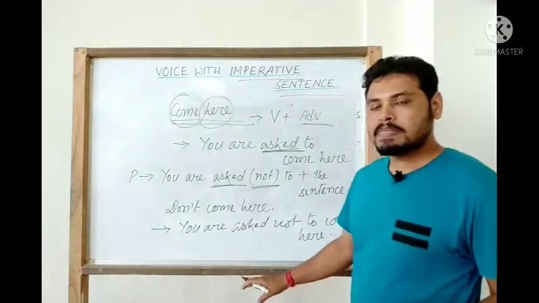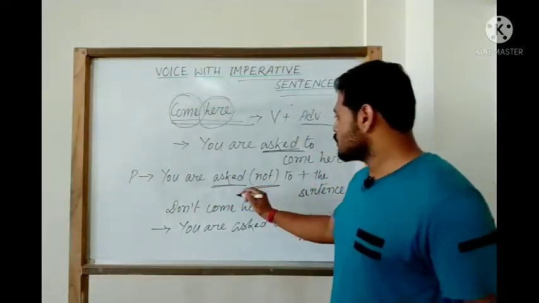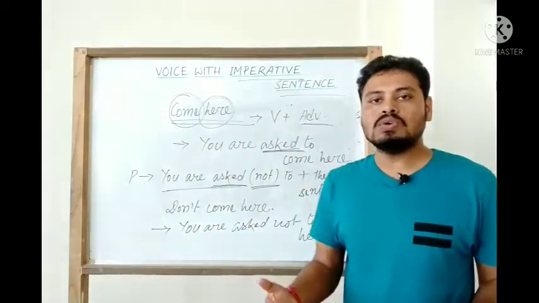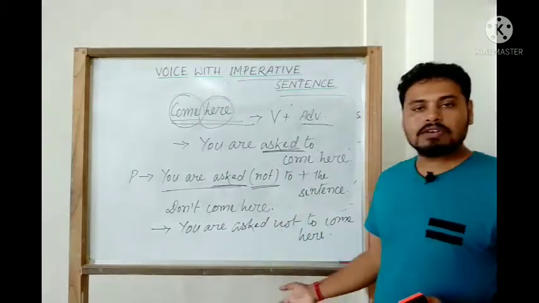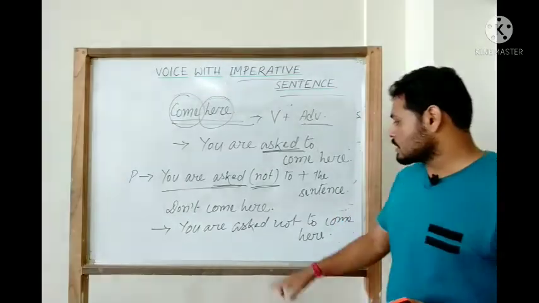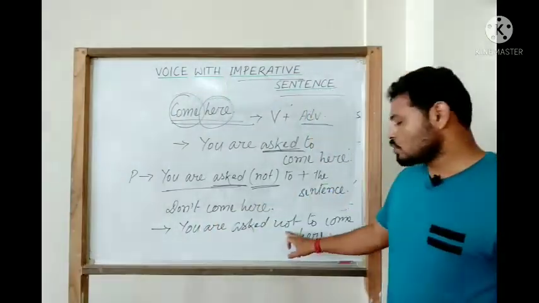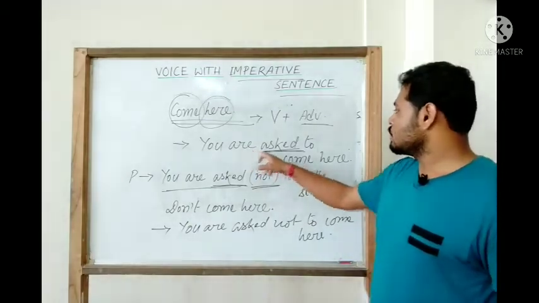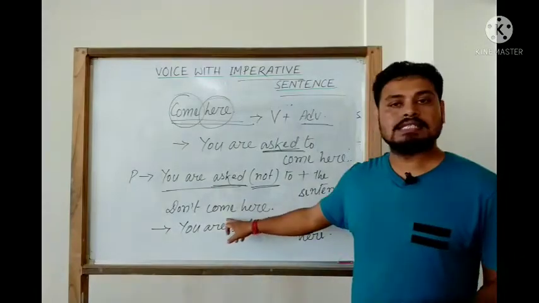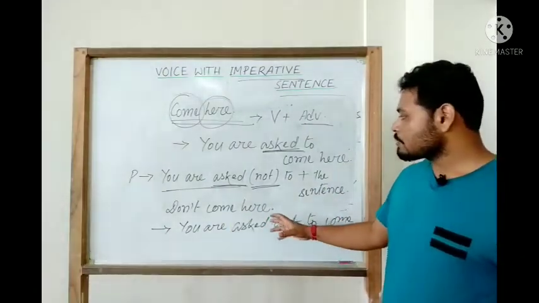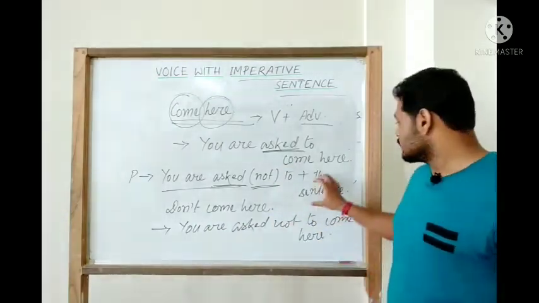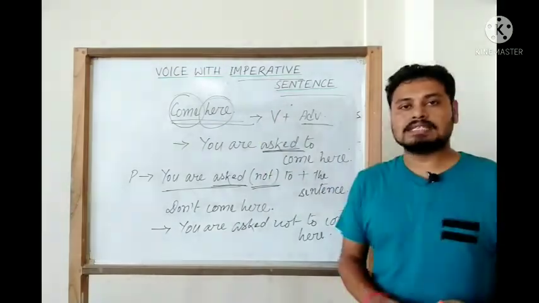So you see, you are asked, we can take it as a phrase. You are asked, then either to or not to, as per the requirement of the sentence. That means if the sentence is in affirmative, we would use to. If the sentence is in negative like this, we use not to. So here you are asked to. Why? Because this is an affirmative sentence. Here you are asked not to. Why? Because this is in negative. So as per the sense of the sentence, whether we would use to or not to, then the original sentence that is given here.